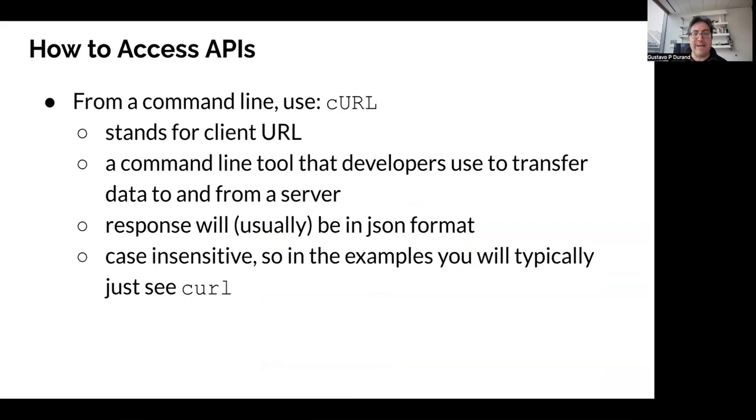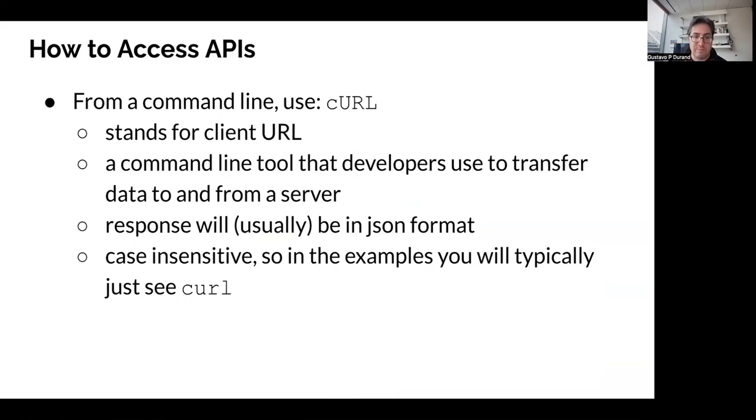So how do we access APIs? There are going to be lots of different ways, and we'll talk a little bit about some of the tools that have been developed to access the APIs later, some client libraries. But the simplest way is really using this tool called curl, which stands for client URL. All the examples in the guide basically use curl because it's something that can be run from a terminal window. It's something that developers use to interact with the APIs and send data to and from.